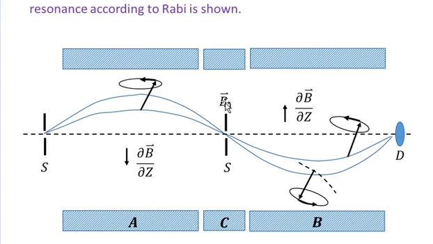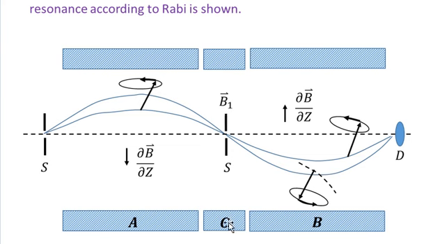Now I am going to apply the magnetic field B1 over here. B1 is a magnetic field perpendicular to the homogeneous magnetic field due to magnet C. These two magnetic fields will provide the resonance frequency, such that resonance will occur between the two levels of the nuclear hyperfine structure.